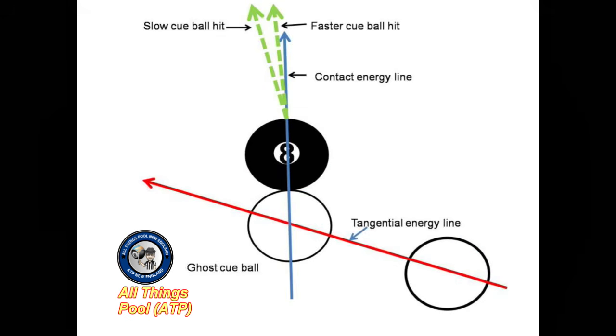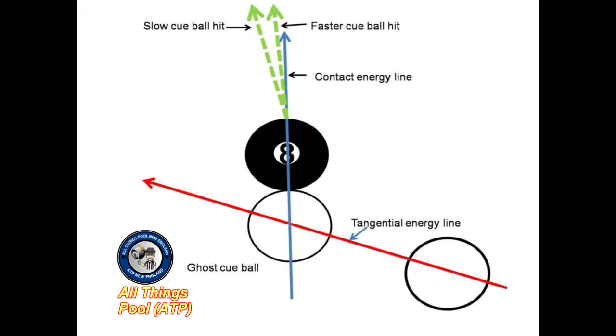This is the definition of cut-induced throw. Every time we have a cut shot, that cue ball grabs onto that object ball and throws it off our contact energy line. It has that tangential energy line that throws it to the side.